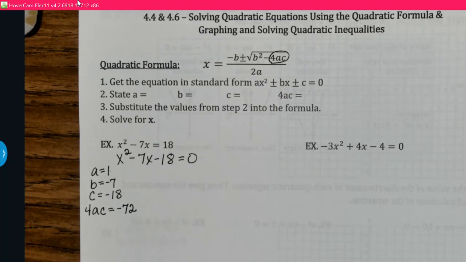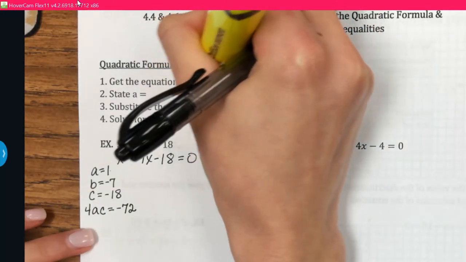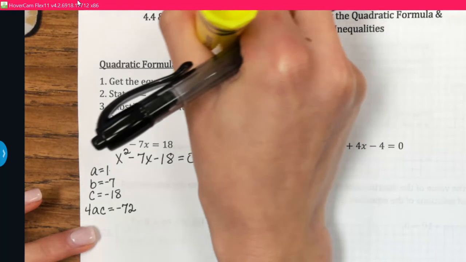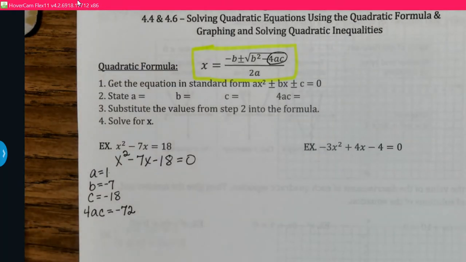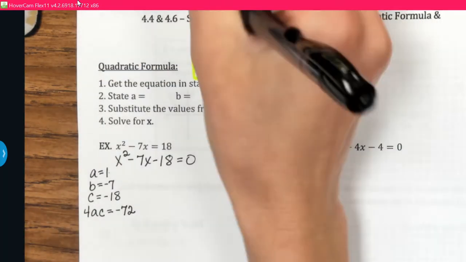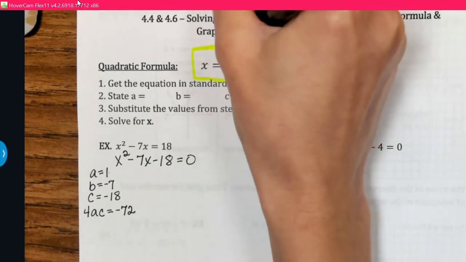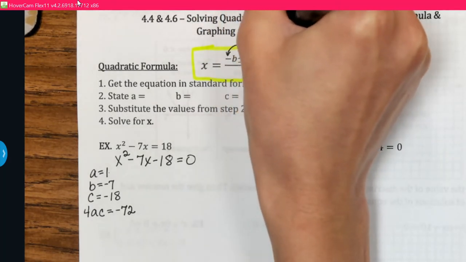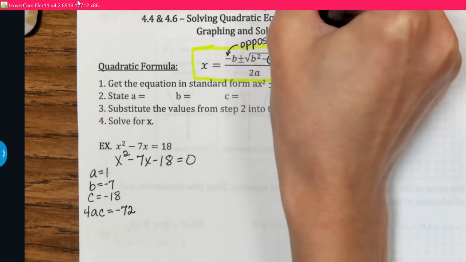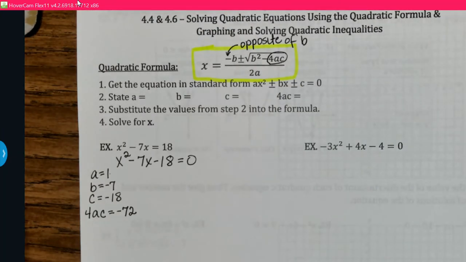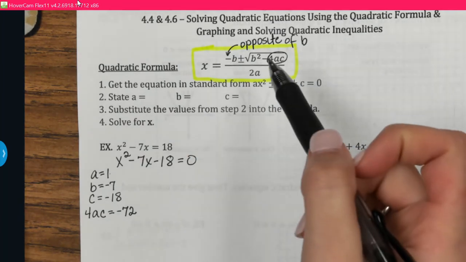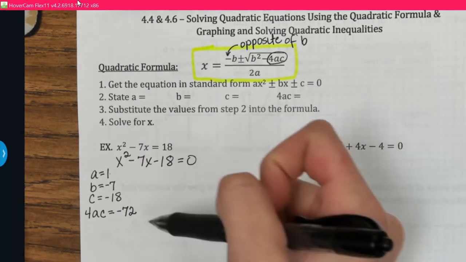Okay? So our formula is that x equals negative b plus or minus square root of b squared minus 4ac, all over 2a. This negative b is just telling you it's the opposite of b. Okay, so if you have a negative, when you plug it into your formula, it's going to turn positive. If you have a positive, when you plug it in, it's going to turn negative. Okay, then b squared, then that minus 4ac is what we just calculated.